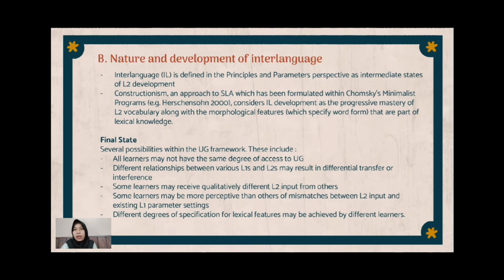And then the next material is the nature and development of interlanguage. The first is that interlanguage, or IL, is defined in the principles and parameters perspective as intermediate states of L2 development, which is compatible with the notion of IL as interim grammars that was introduced in the 1960s and 1970s. If at least some access to universal grammar is retained by L2 learners, then the process of IL development is in large part one of resetting parameters on the basis of input in the new language.